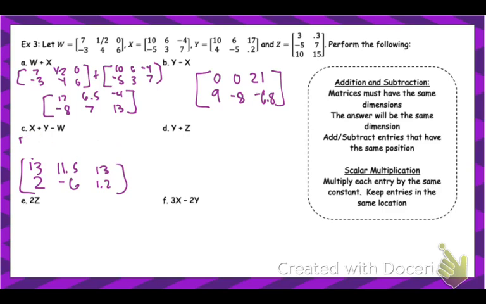All right, when I get to Y plus Z, if you look, those have different dimensions. Y would be a 2 by 3. Z is a 3 by 2. You cannot add those two things together, so there's no solution here.